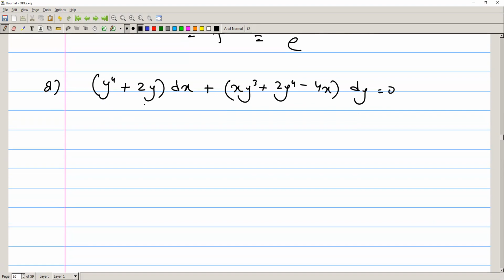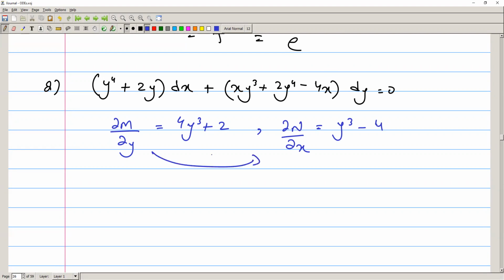Now we are going to check whether the equation is exact or not. So ∂M/∂y will be equal to 4y^3 plus 2, and ∂N/∂x is equal to y^3 minus 4, right? So we can see that these functions are not equal. Therefore, we can say that this given equation is non-exact, right?